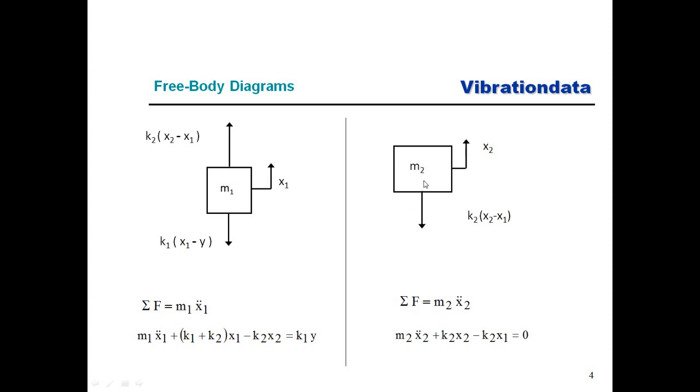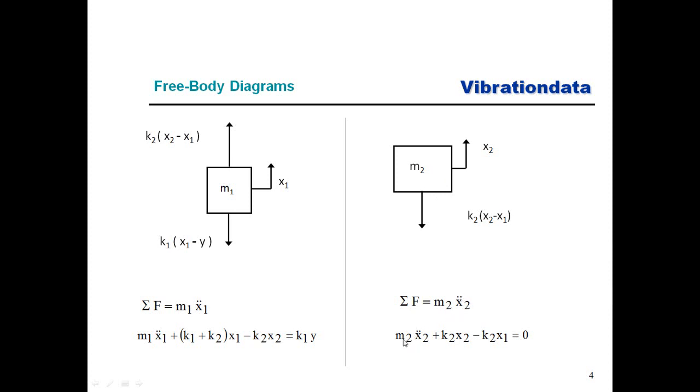Now over on the right side we have mass 2, which is the upper mass, and it has one force pulling on it, and that is spring stiffness 2 times the displacement of mass 2 minus the displacement of mass 1 in parentheses. And it's a little bit easier to do its equation of motion, so we sum the forces, and that equals mass 2 times the absolute acceleration of mass 2.